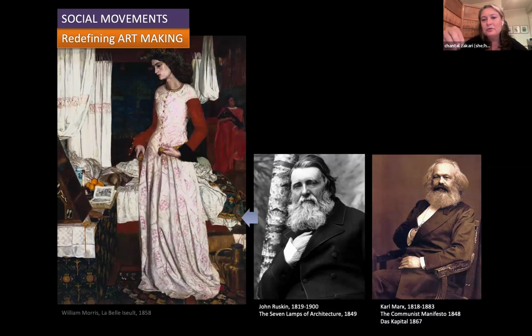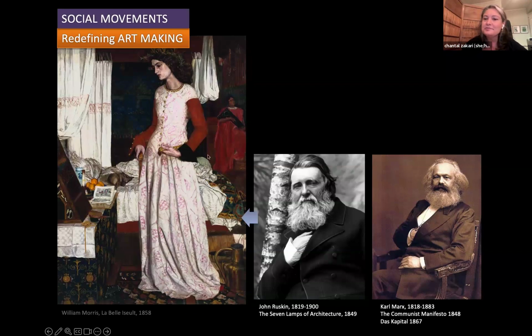So let's take William Morris as an example. And of course, I didn't mention Karl Marx, but I assume a lot of you are familiar with the Communist Manifesto that he wrote and how that affected society in general. But so let's take William Morris as an example.